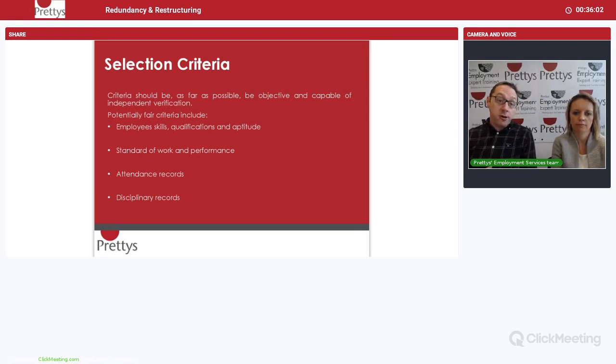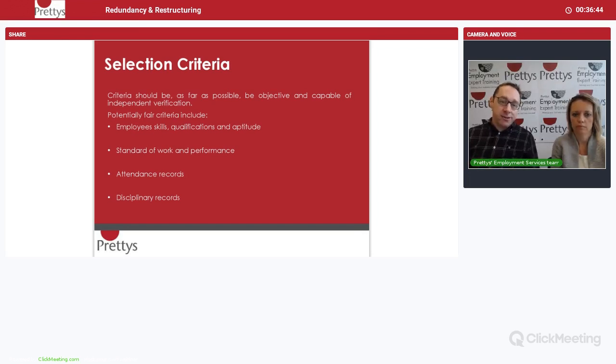If you're using appraisals and appraisal scores, you can do so, but you've got to make sure that your appraisal process is up to scratch, because they're very easy to dispute. Focus on skills, qualifications and aptitude, because they can all be measured to a certain degree objectively. Look at standards of work and performance if it can be objectively measured. Look at things such as attendance records, but take out of those anything related to a disability or maternity. You can also use disciplinary records and punctuality records, but again, only live warnings.